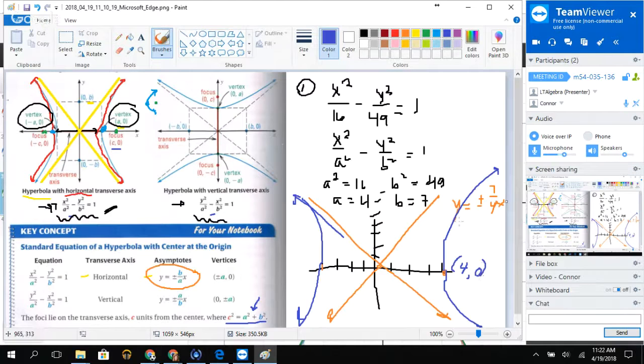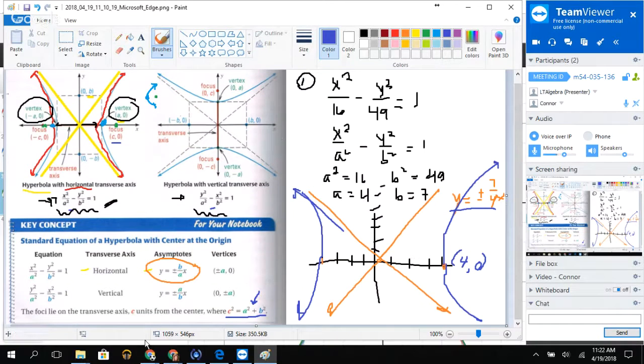I want to find the asymptotes. The asymptotes are at y equals plus or minus 7 over 4 times x. And then the last point are my foci, or my focus points. So remember, for your focus points, we're just going to use this equation: c squared equals a squared plus b squared. A squared is the number under your x, and b squared is this number.